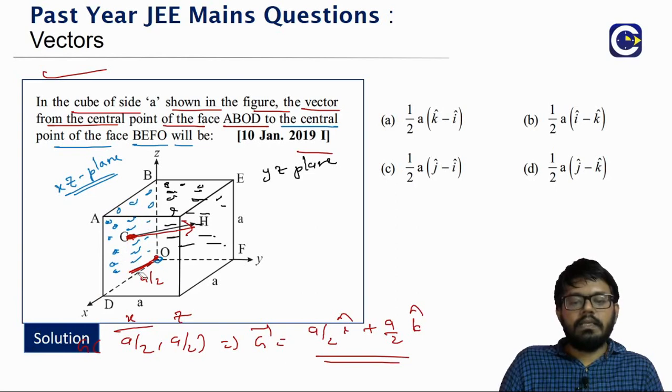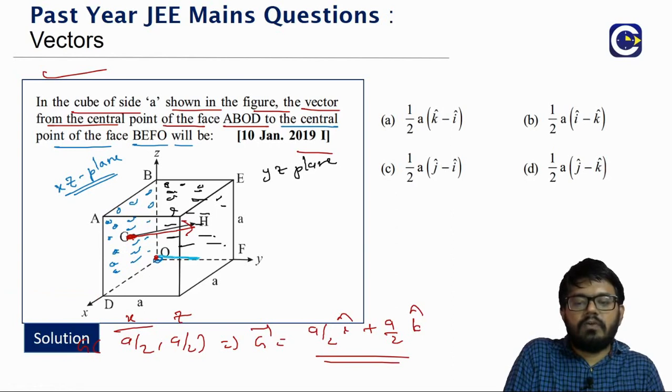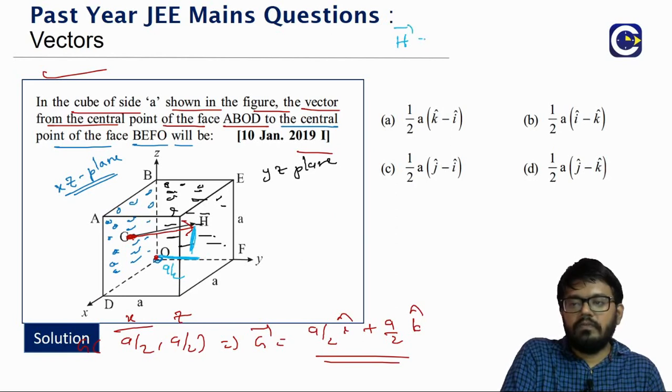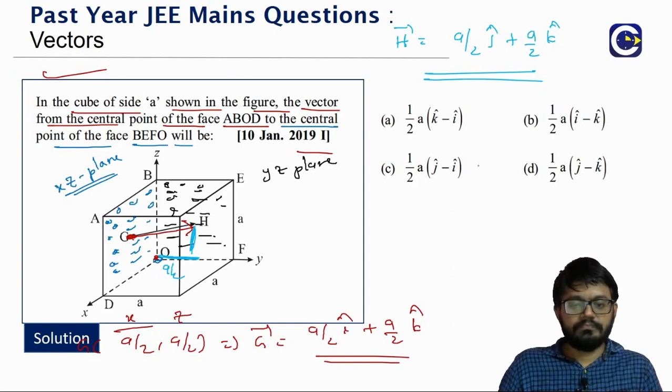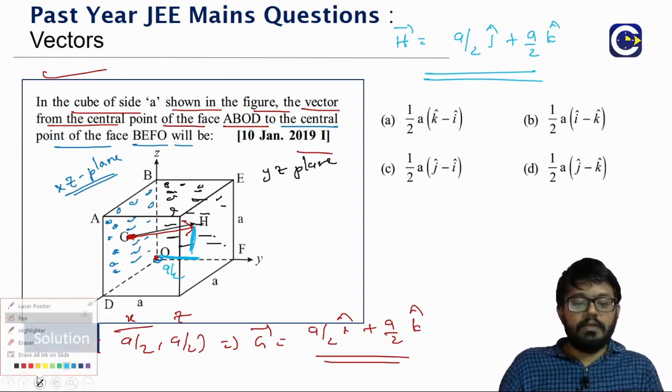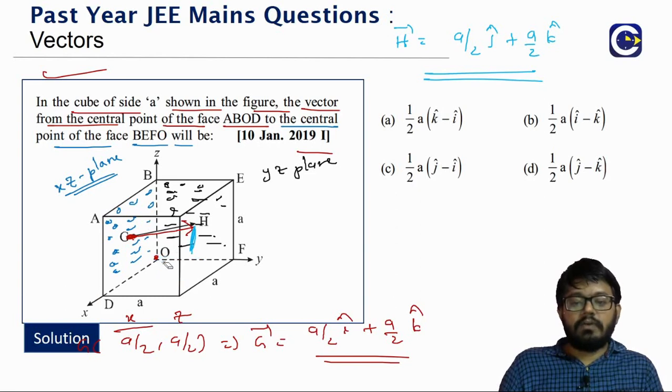Let us look at the H part. So where is this H actually? H is in the YZ plane. Look at this. So here we have to move A by 2 along the Y axis and then A by 2 along the Z axis. Means the position vector of H from the origin is A by 2 into J plus A by 2 into K. So this is the position vector of H. Now what we need to find? We have to find the vector that is drawn from G to H.